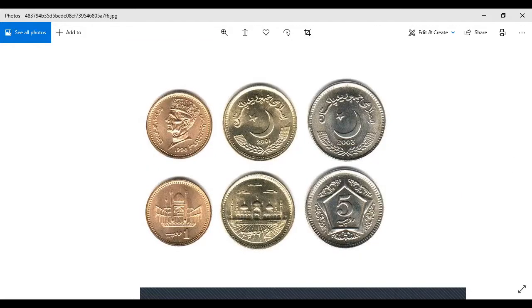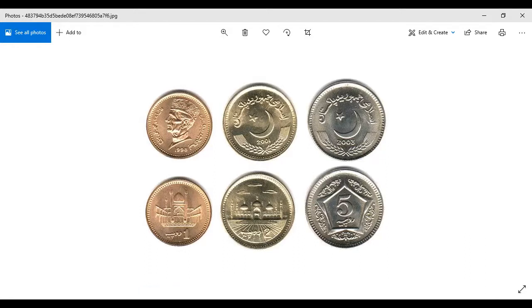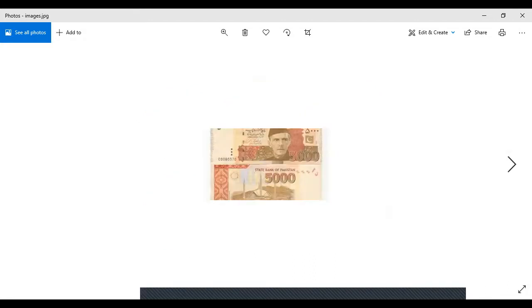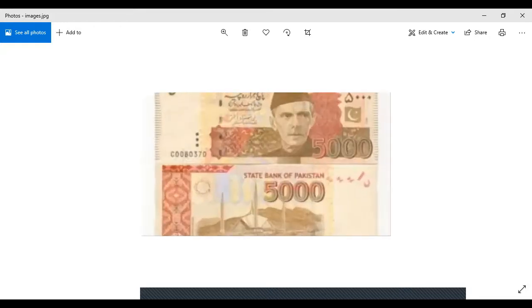This is the picture of the coins, the bank coins that we have in Pakistan. How many coins do we have? Wonderful. We have a total of 5 coins. 1 rupee coin, 2 rupee coin, 5 rupees coin, then 10 rupees, and finally 20 rupees coin, right? So we have 5 coins and 7 banknotes. And what are the notes? I'll show you the pictures of them as well. This is the biggest note that we have, which is 5000 rupees.